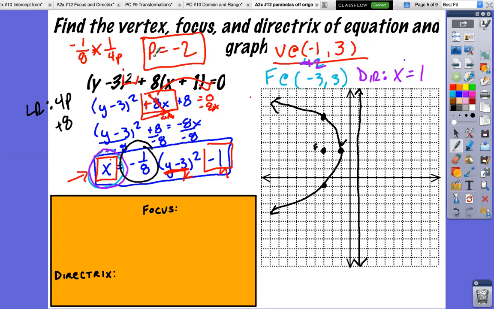So once you have your p value, the length of the latus rectum, the chord that goes through the focus parallel to the directrix, has to be 4p. You can't have negative length, so the length of this has to be 8, which is 4 steps this way and 4 steps this way. Questions?